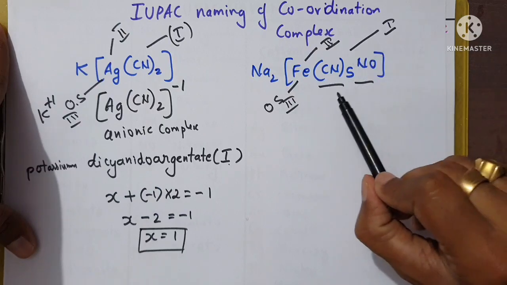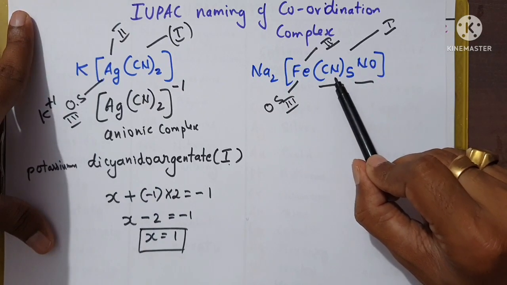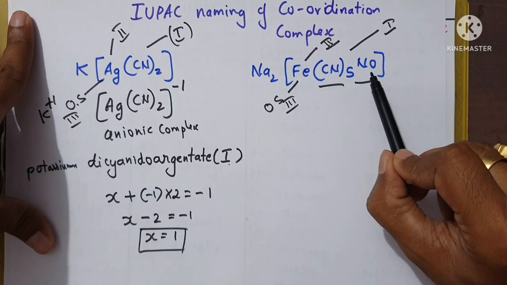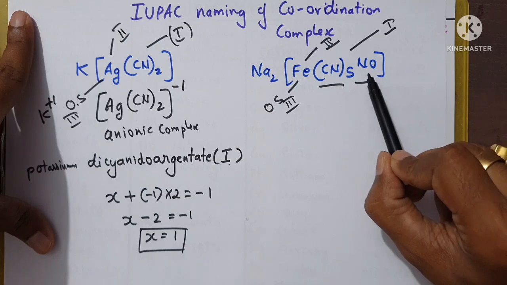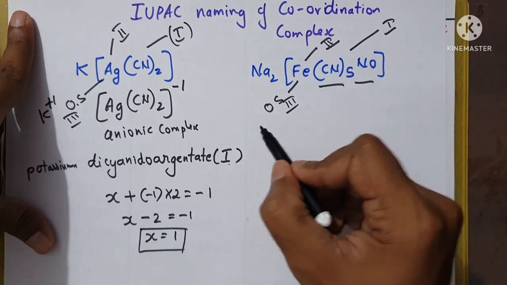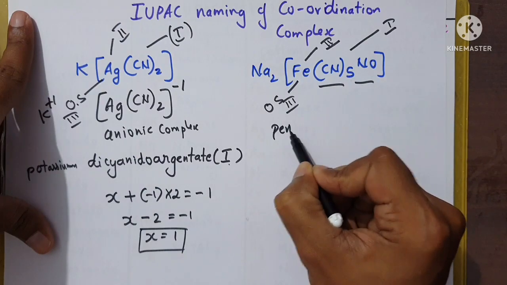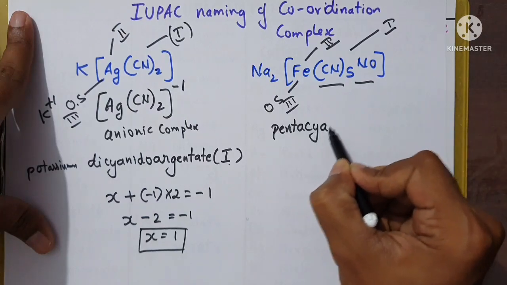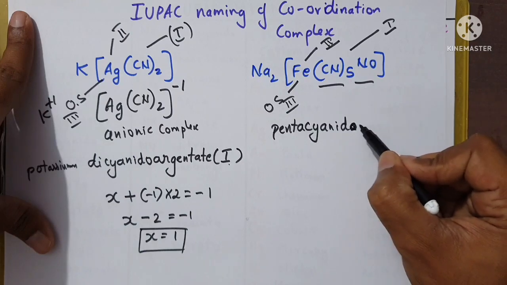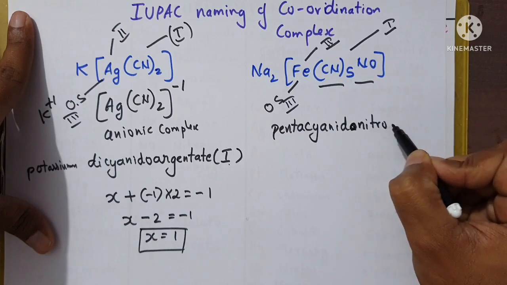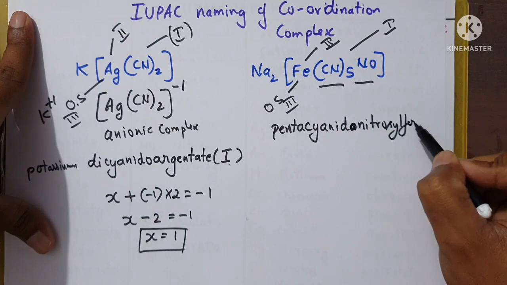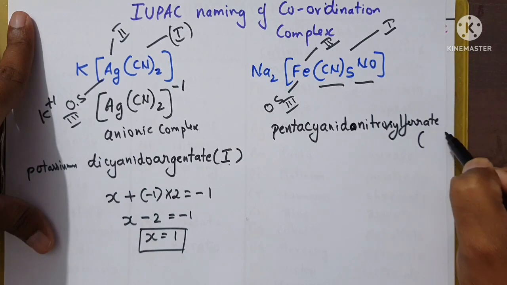Now, how to name this? It's very simple. This is cyanido, which starts from the alphabetical order C. This is nitrosyl, which starts from the alphabetical order N. Therefore, according to the alphabetical order, C comes first. How many times? 5 times. I will write here pentacyanido and nitrosyl. And what is this known as? It is known as ferrate. Open the bracket.